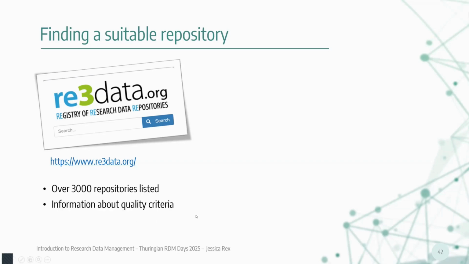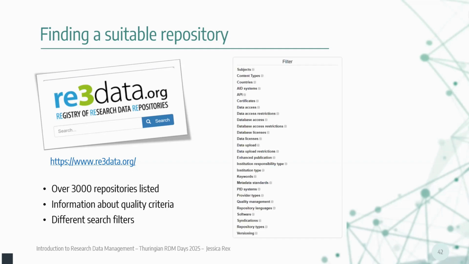It provides information about quality criteria for the repository that you're looking at, and also different search filters. Like on the right-hand side, you can see you can filter by subject, content type, which PID systems are used, and so on and so forth. There's many different search filters that you can use to find a repository that's right for you.